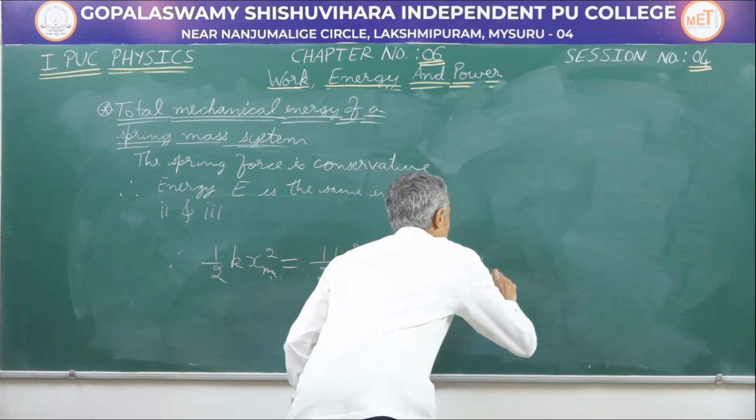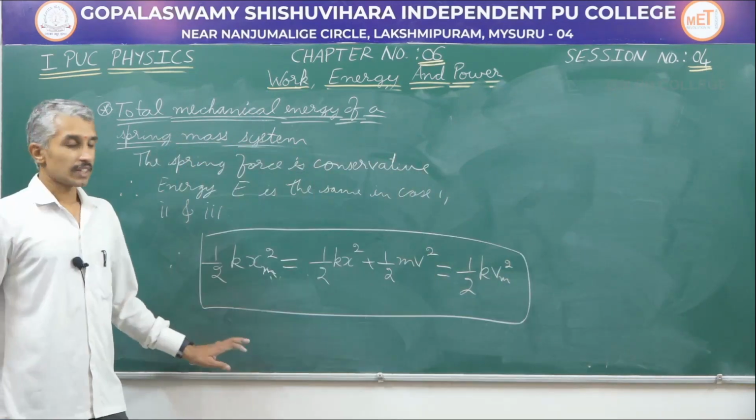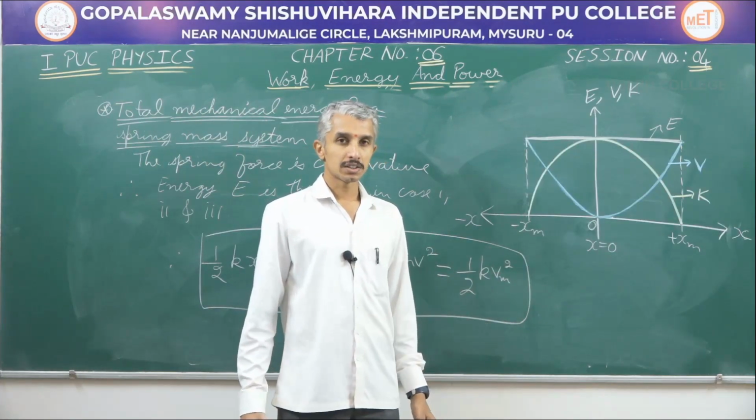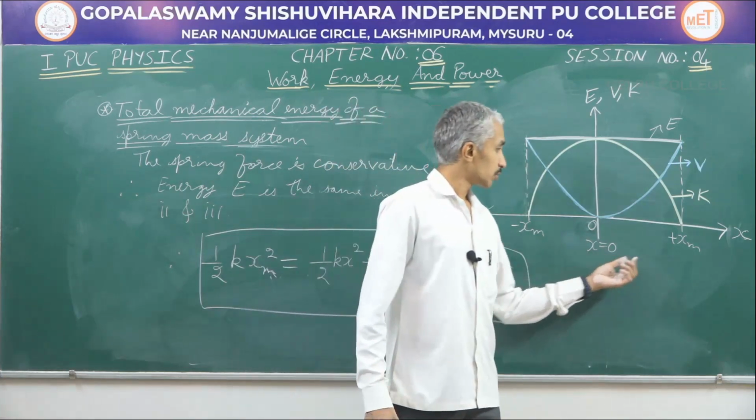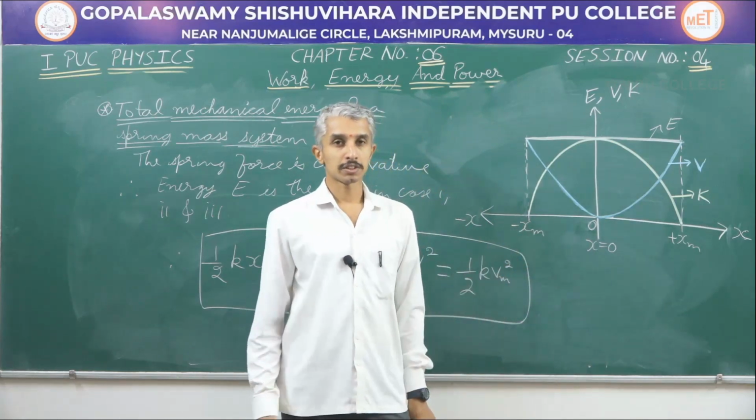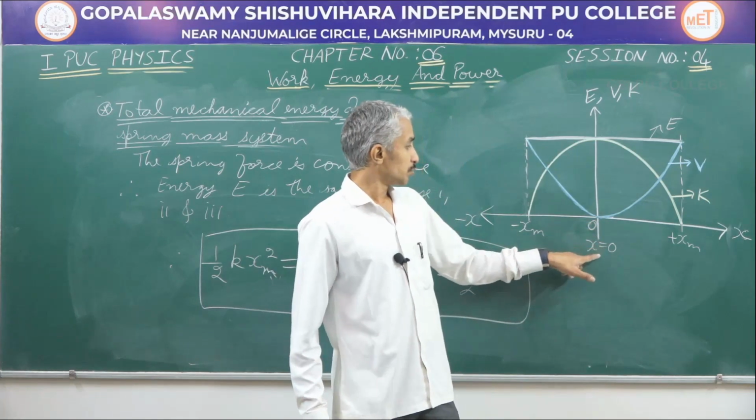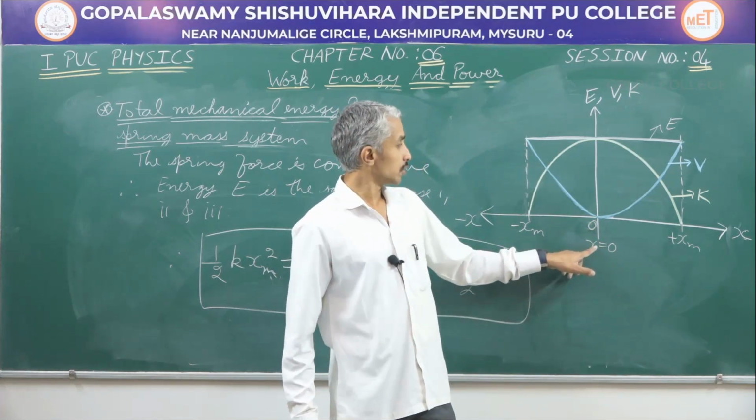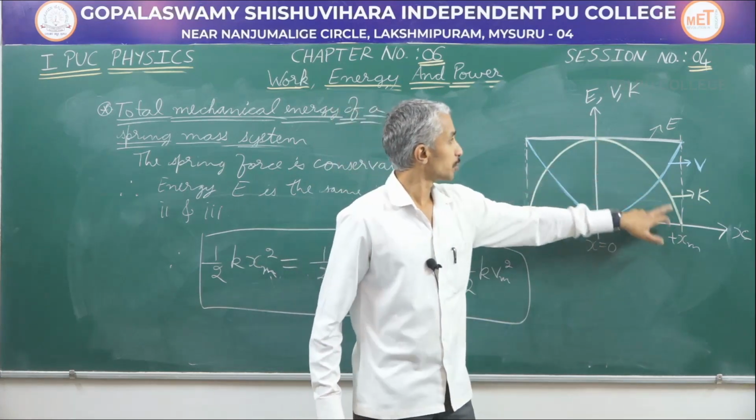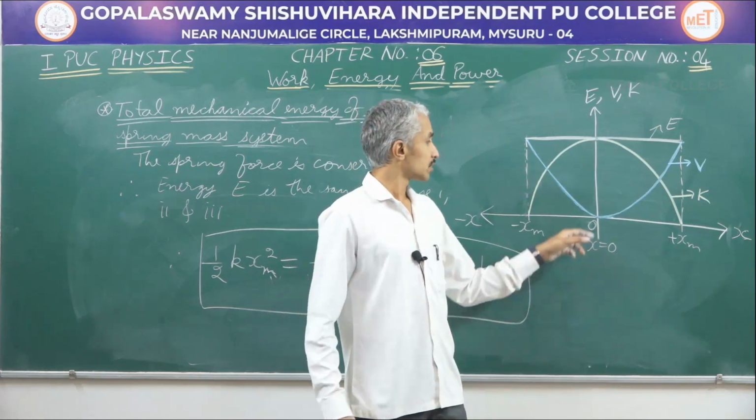This is equal to half k v maximum square at the mean position. We will depict this graphically. This is the graphical representation of the total mechanical energy of a spring oscillating between the plus maximum and the minus maximum extensions. If you look here, at the mean position, or at x equal to 0, the energy is totally kinetic. Here green represents the variation of kinetic energy as the object oscillates.